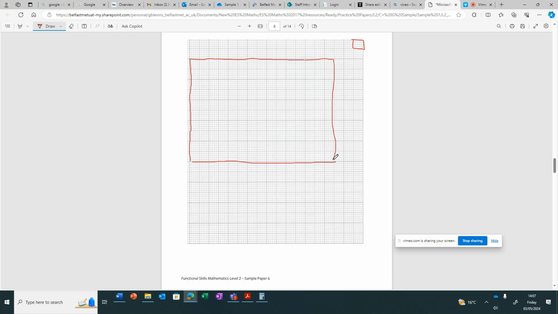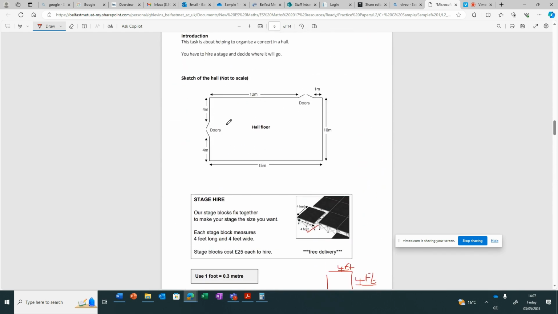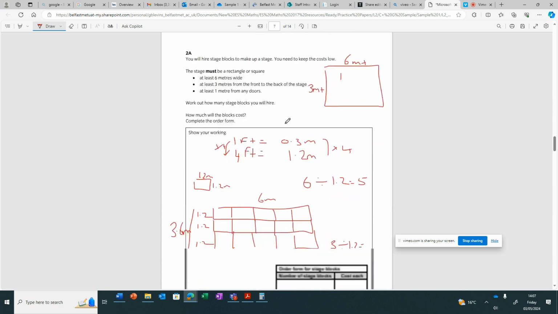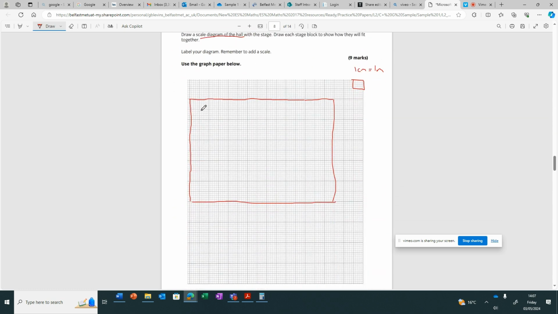I'm not going to put in the doors, etc. Don't need to. Next, I have to draw my stage. It's got to be 1 meter away from any doors. Well, if we're 1 square away, that means you're 1 meter away. So I'll have to start here, here, here, or here. I've got to put my stage in that space. And my stage, remember, it's 6 meters by 3.6.